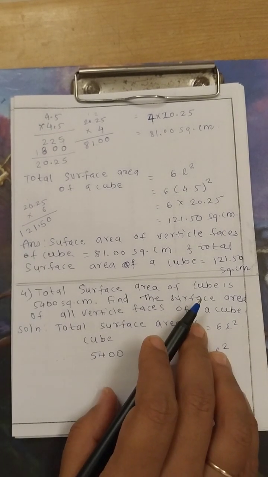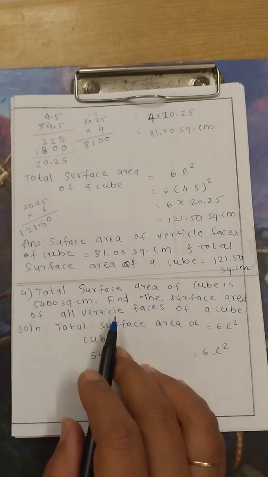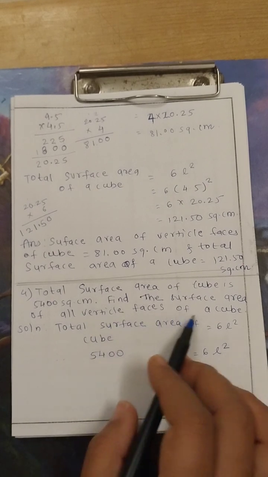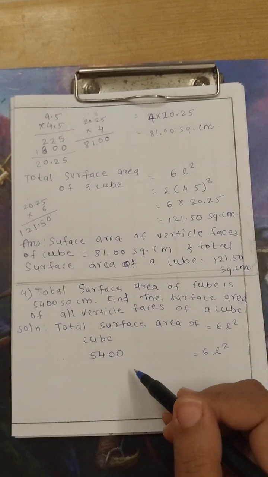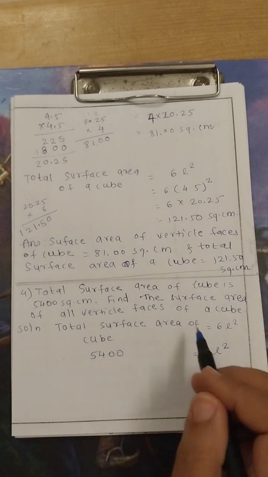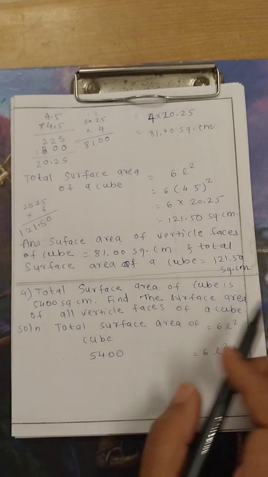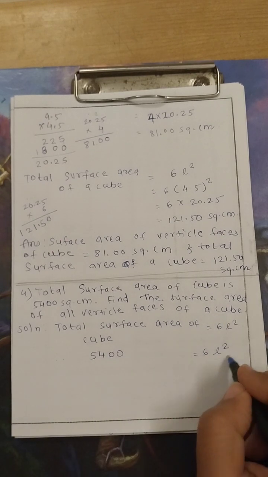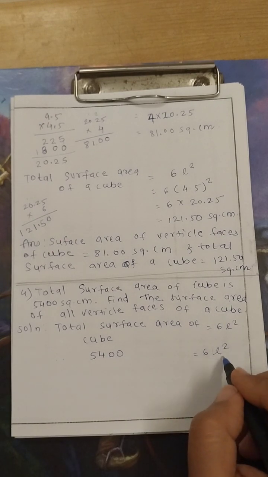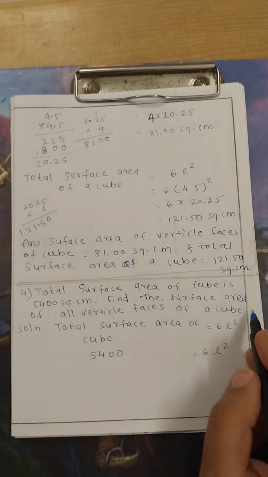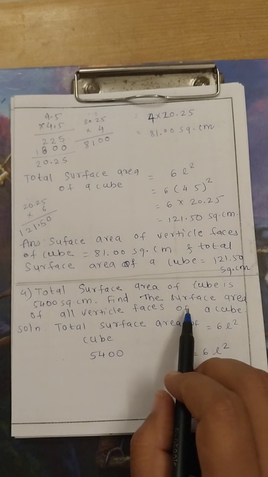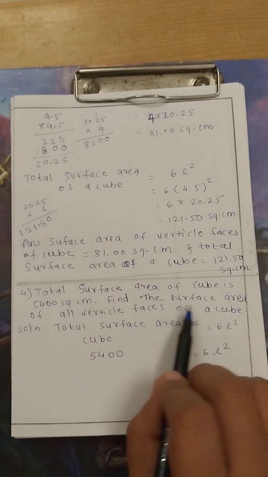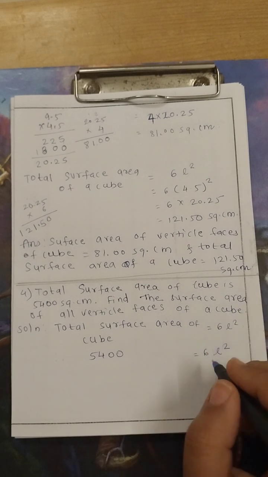Total surface area of a cube is 5400 square centimeter. Find the surface area of all vertical faces of a cube. Total surface area of a cube is given, and we have to find out the surface area of the vertical faces. So firstly, we have to find out the value of L square, because it is common in the formulas of total surface area of a cube and surface area of all vertical faces. So let's find out.